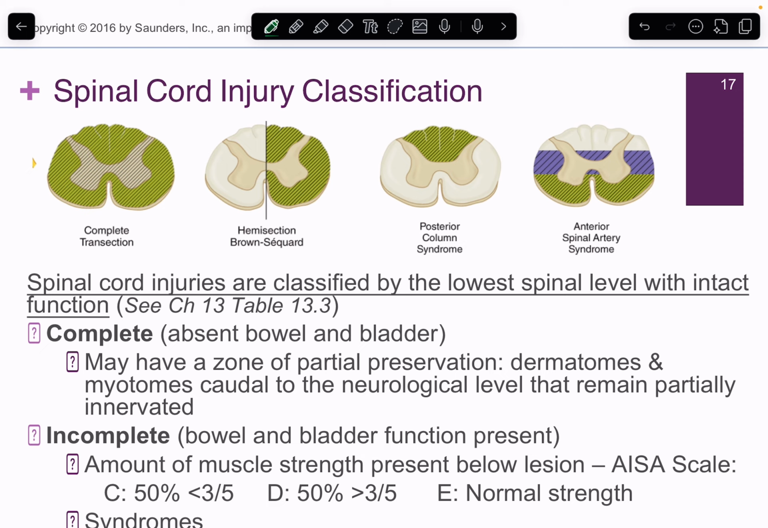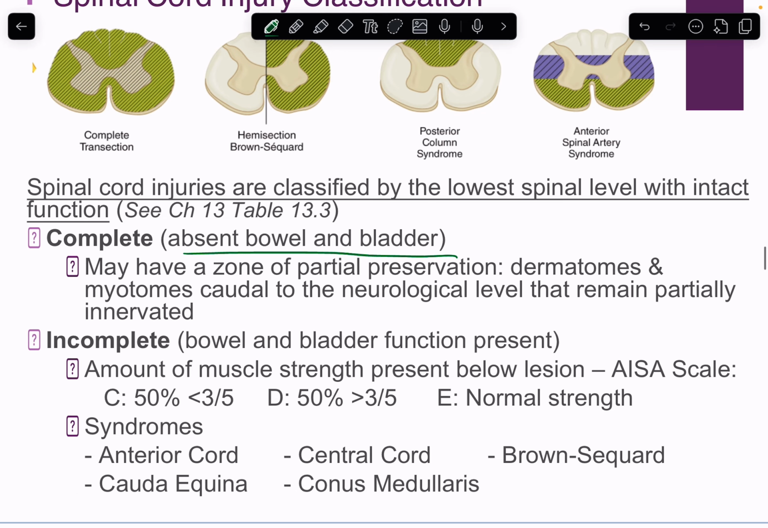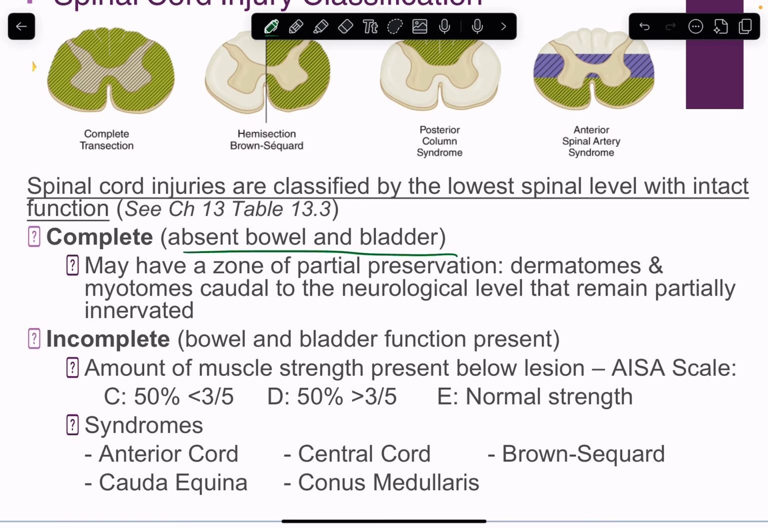We also have spinal cord injury classification. Remember that spinal cord injuries are classified by the lowest spinal level that is intact in function. When we say complete spinal cord injury, there is absent bowel and bladder function. It may have a zone of partial preservation, meaning the dermatomes and myotomes that are caudal to the neurological level will remain to have partial innervation. It is incomplete if bowel and bladder function is present.